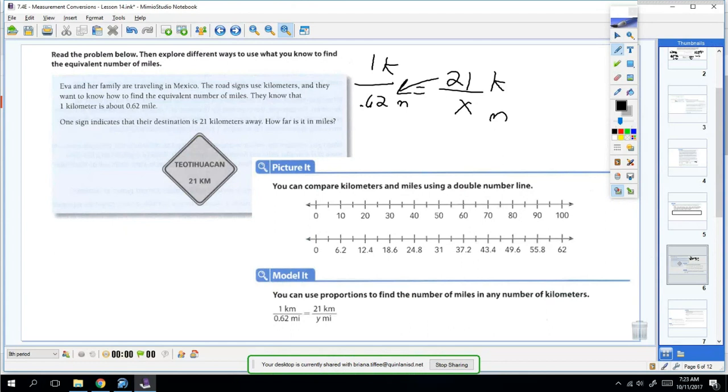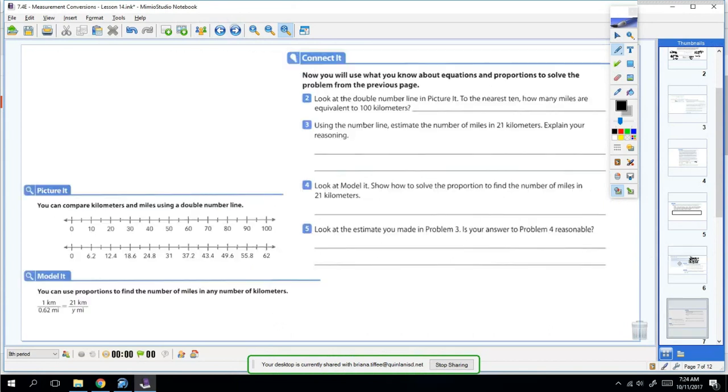So you're going to do 21 times 0.62. So 21 times 0.62 is 13.02. So it comes out to 13 miles, 0.02. And then 1 times X is X. So my final answer is about 13 miles, or just a little over 13 miles. Again, proportions will help you figure out the answers when you cross multiply.